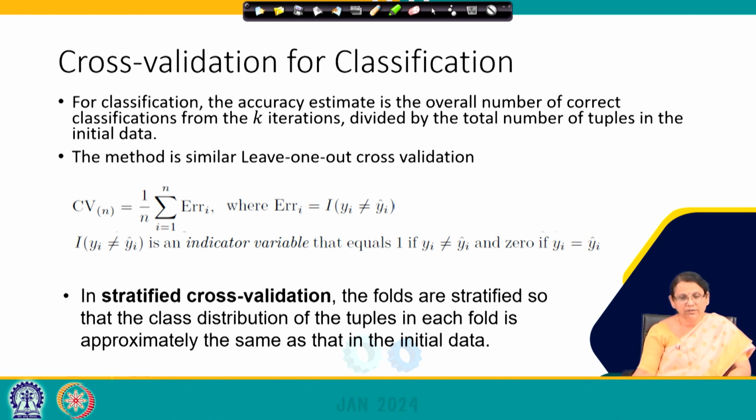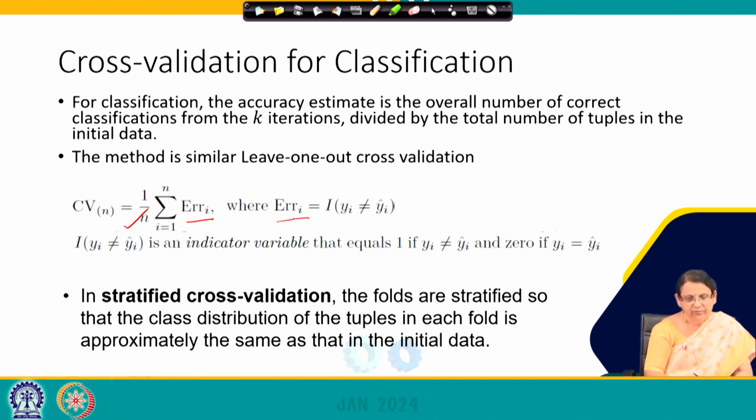So therefore for classification problem, the accuracy estimate is the overall number of correct classifications from k iterations divided by the total number of tuples in the initial data. So in this method, we have to find out how many times we have made the mistake. So this sum of this error we have to take and normalize it.